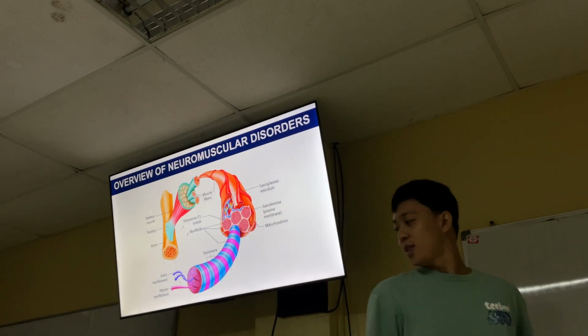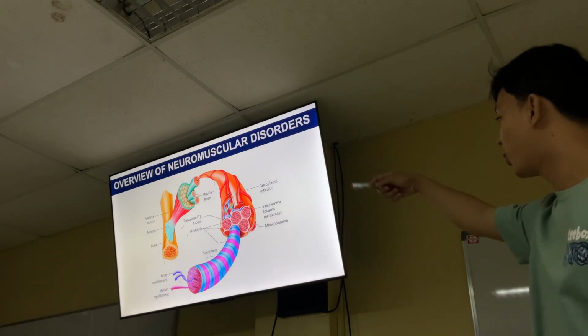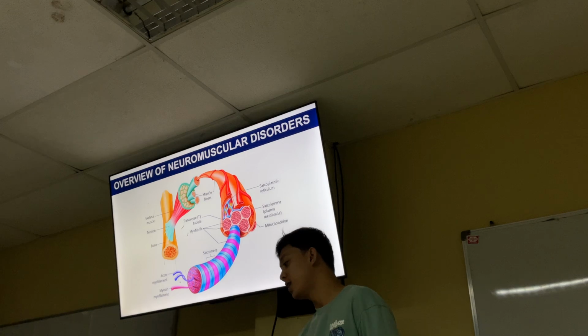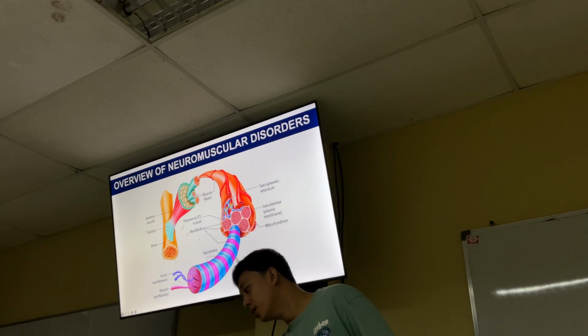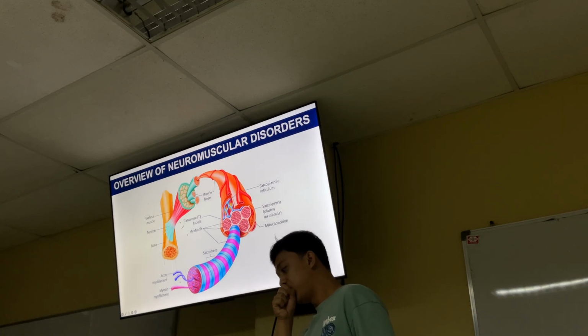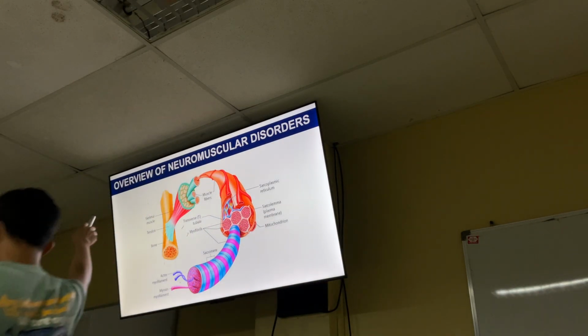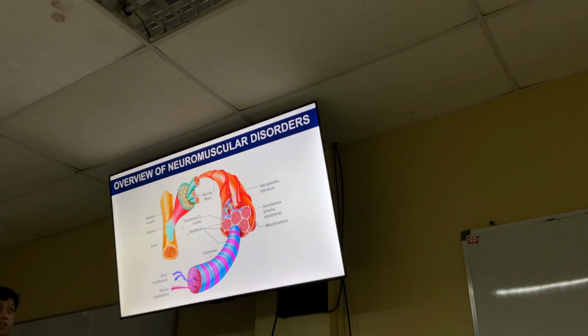So, the basic anatomy. This is the anatomy of your muscle. Here, this is a bone. This is your tendon. And this is your muscle. The purpose, again, of your tendon is what? The attachment to your bone. It attaches or connects the muscle to your bone. This is your skeletal muscle, or your muscle.